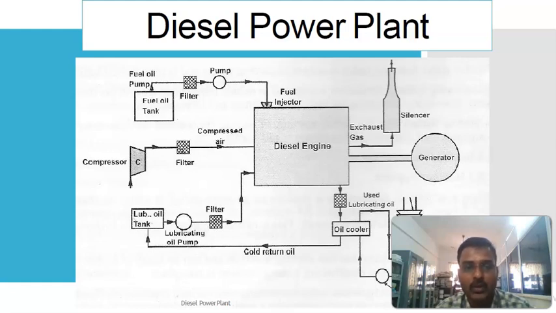Here are some of the components. The fuel oil tank is the major component we need. The main thing is the diesel engine. The diesel engine is like an automobile vehicle. The diesel engine is one of the major components of the power plant.